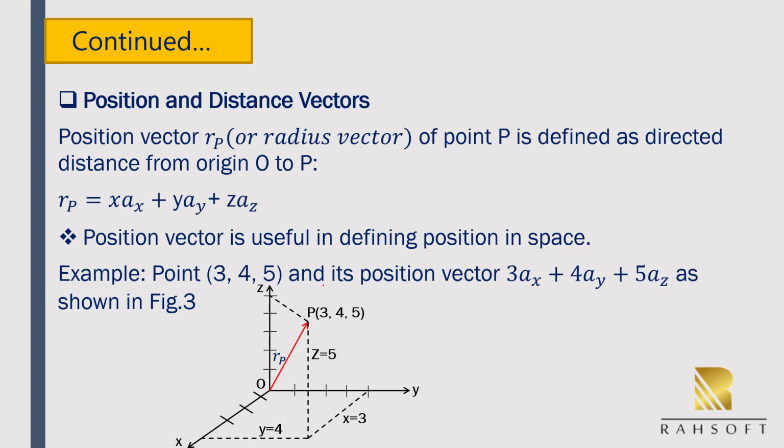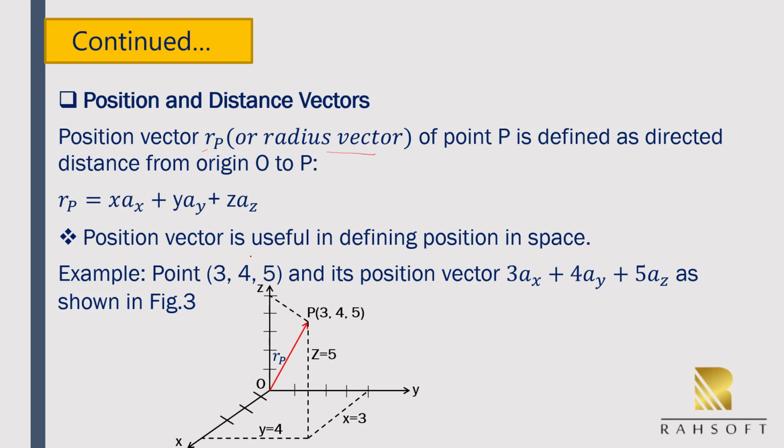Now position and distance vectors. The position vector rP, you can say the radius vector of point P, is defined as directed from the origin to point P. So you can write the position vector as x ax plus y ay plus z az. The position vector is very useful in defining the position in space. We will use this position vector in electric field, where we have to define its position in space.